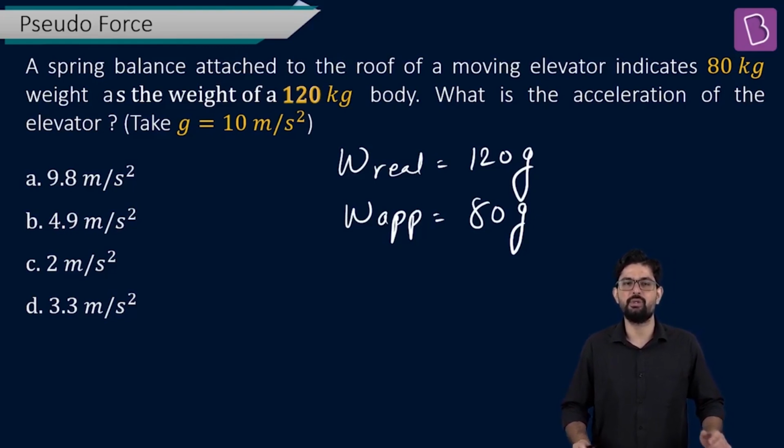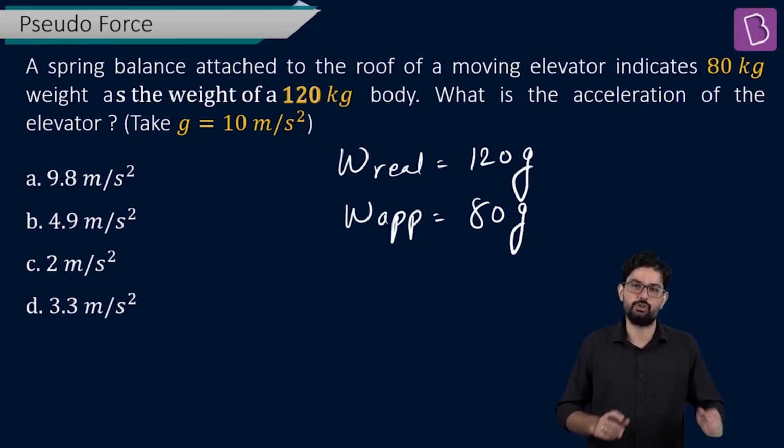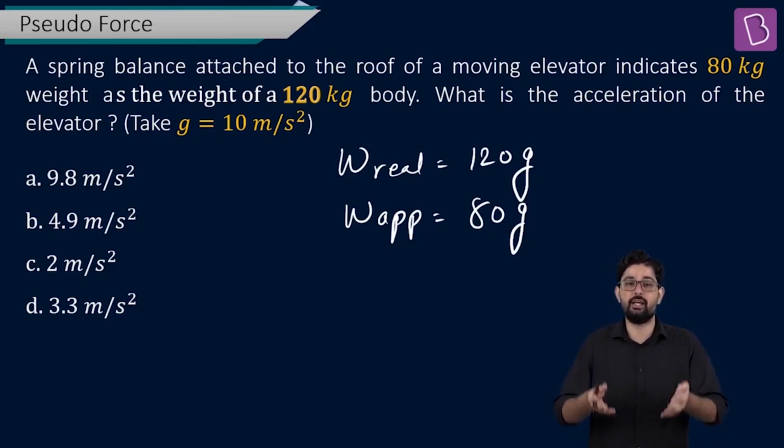So can you tell me in which direction this elevator is accelerating? Upwards or downwards? Well, the same thing applies here also. The reasoning that we were using for weighing scale applies for this spring balance too. So you know that when the lift is accelerating in the upward direction, then the apparent weight increases.